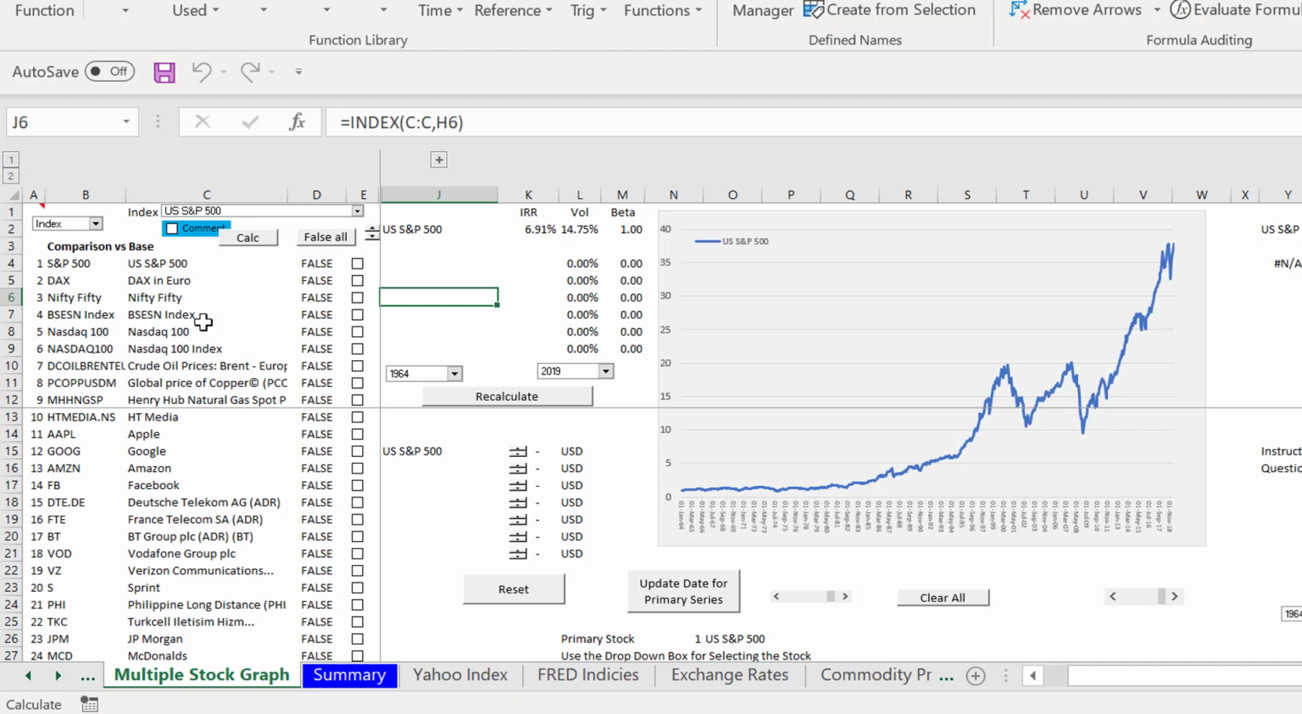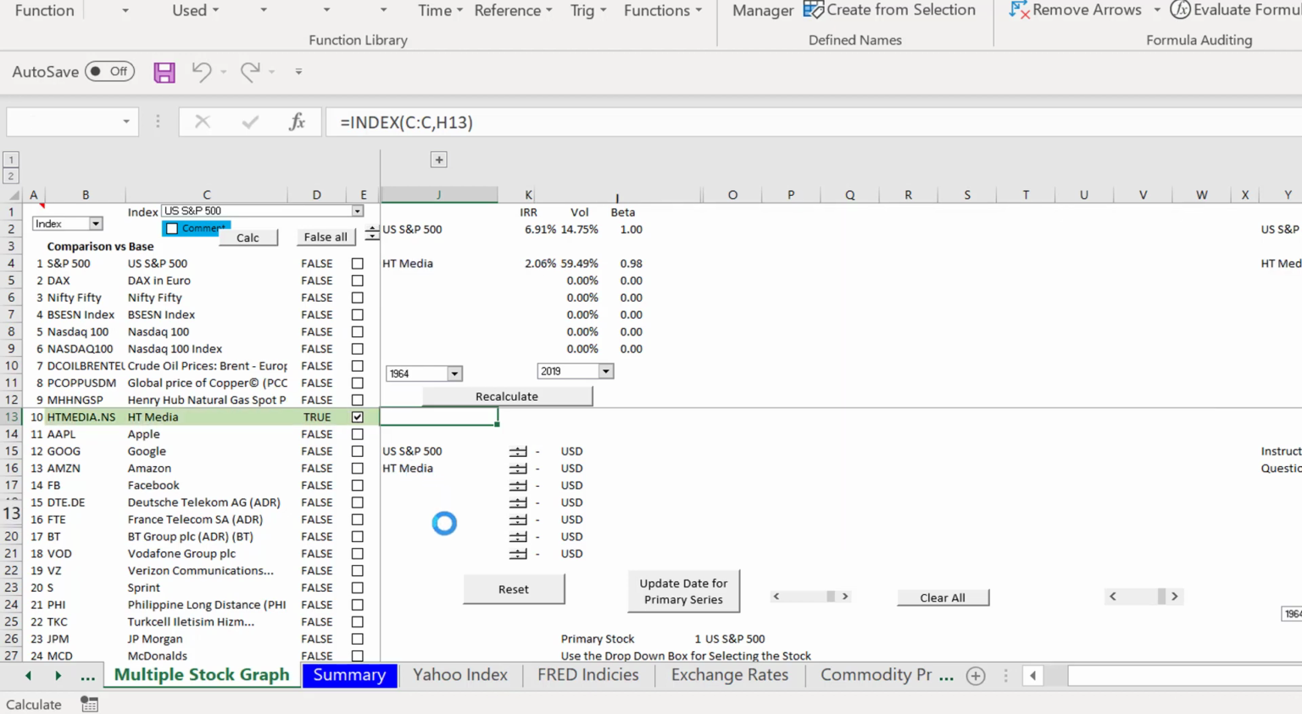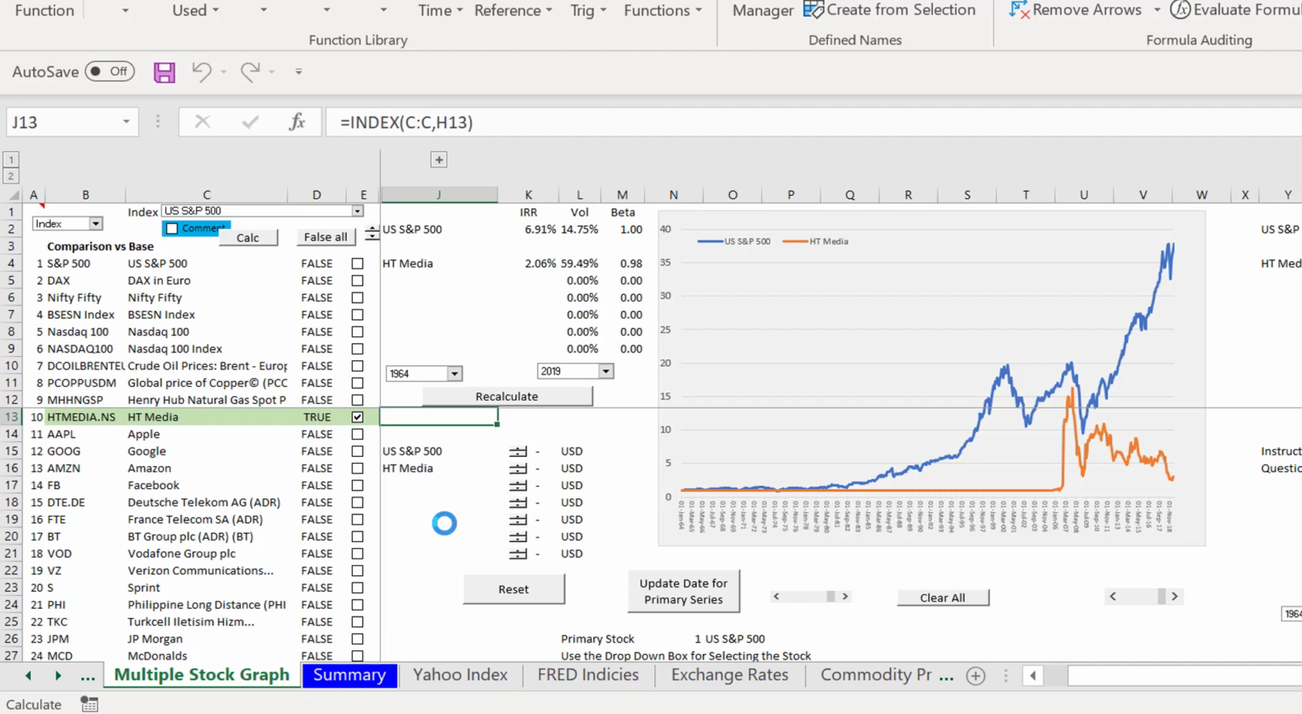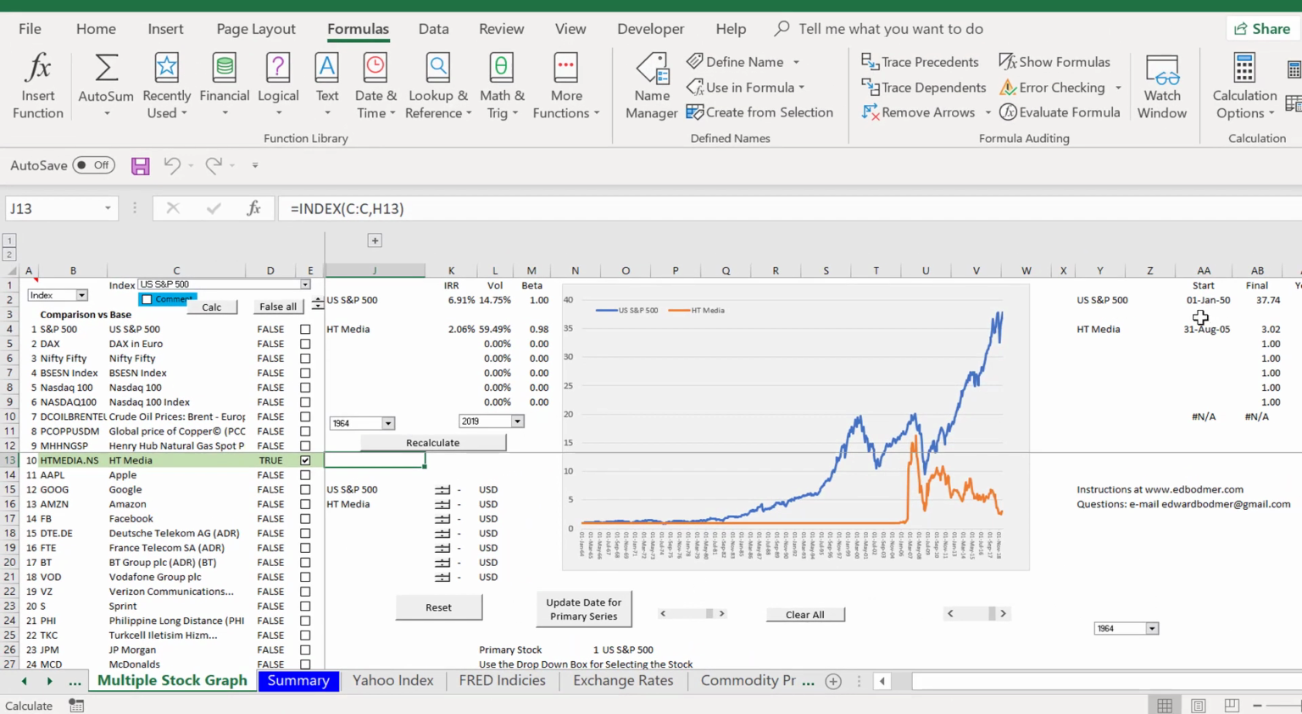So I would like to do a comparison of, let's see, a couple of stocks. Now I'm going to pick a couple of Indian stocks. So when you put these stocks in, you have to go to Google and find the ticker symbol, the correct ticker symbol. And I've got another video on this, so I'm not going to start with this.